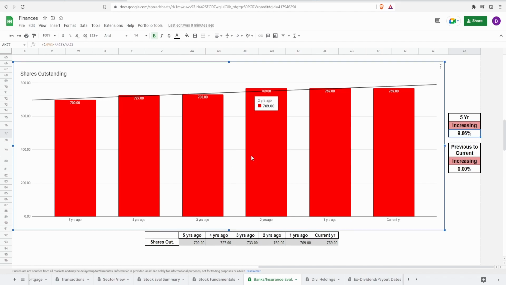However, to their credit, they did increase it from 3 years ago of 733 million shares to 2 years ago of 769 million shares. However, from 2 years ago to 1 year ago to today, they have kept it the same at 0%. So they may actually be buying back shares, or at least keeping it the same within the next couple of years. We don't really know. But nonetheless, on the 5 year, this is an increase of around 10%. It's diluting you. Really, really bad metric.